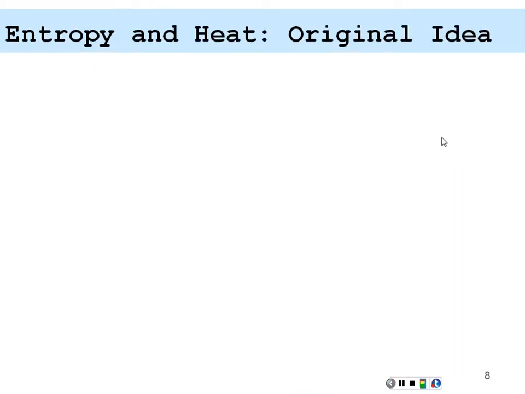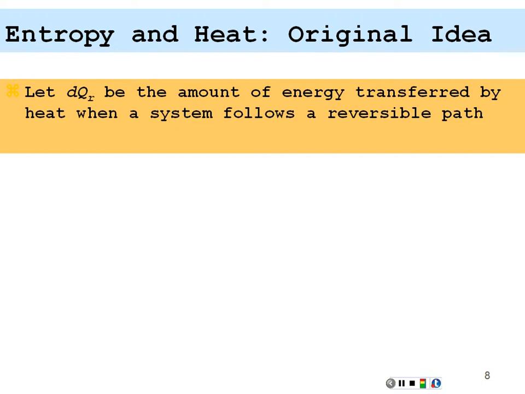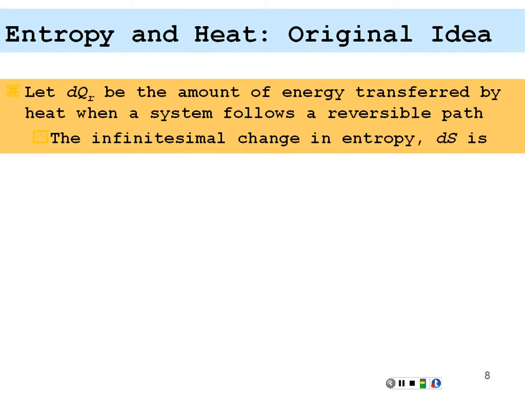One way of looking at entropy in a thermodynamic way is the study of the transfer of heat. Transfer of heat is going to change your system or change the value of entropy. And so we define entropy based on that. We're going to let our infinitesimal transfer of heat in a reversible system be the amount of energy transferred by heat when we follow a reversible path. This infinitesimal change in entropy, dS, is defined to be this infinitesimal change in heat in a reversible path over the temperature T.